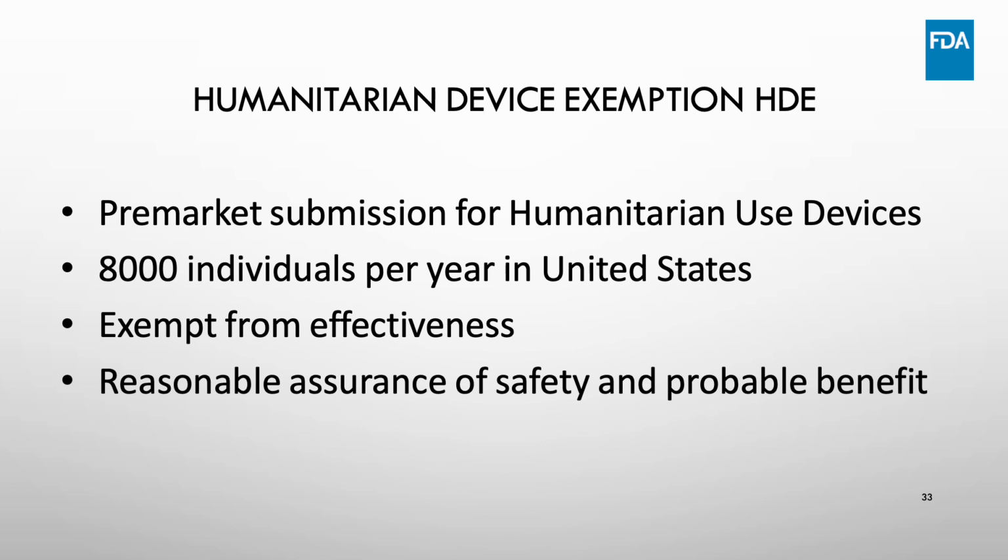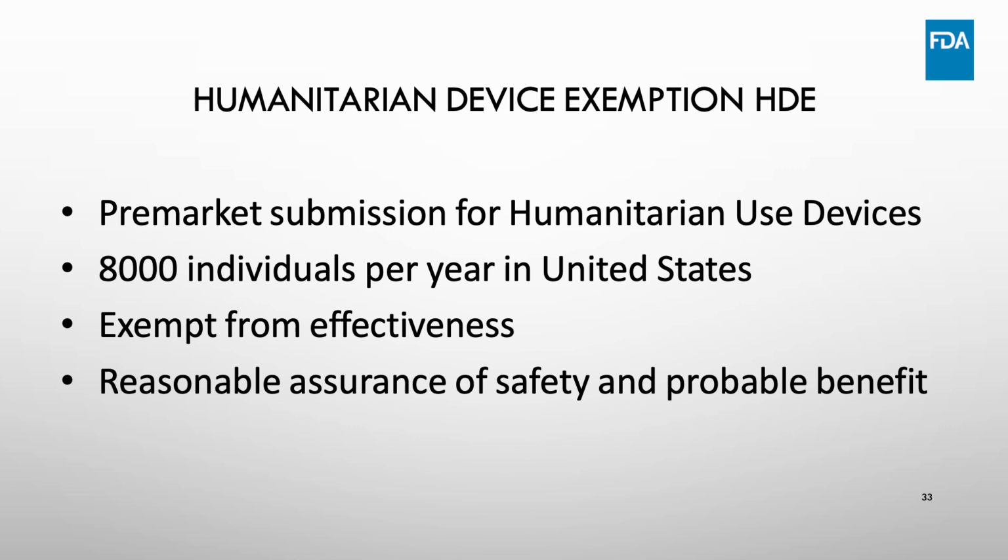The last type of submission is the humanitarian device exemption, HDE. This is the pre-market submission type for humanitarian use devices, which is defined as devices that are intended to treat or diagnose patients with a disease or condition that affects or is manifested in no more than 8,000 individuals per year in the United States. So there is a limitation of only 8,000 patients afflicted by this disease or condition in the United States, and that's on an annual basis.